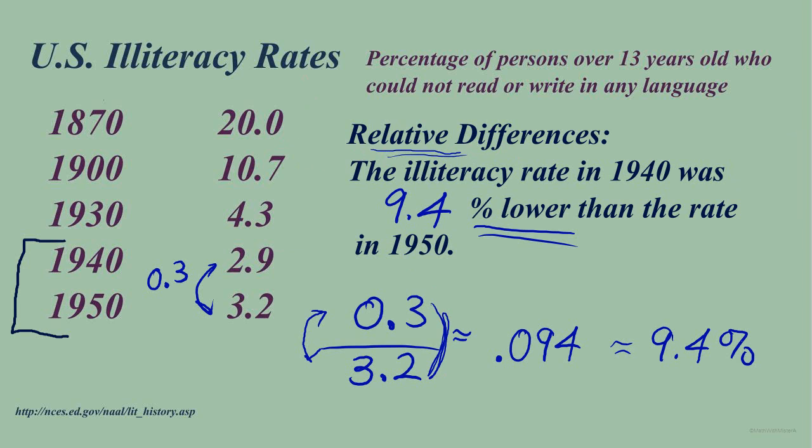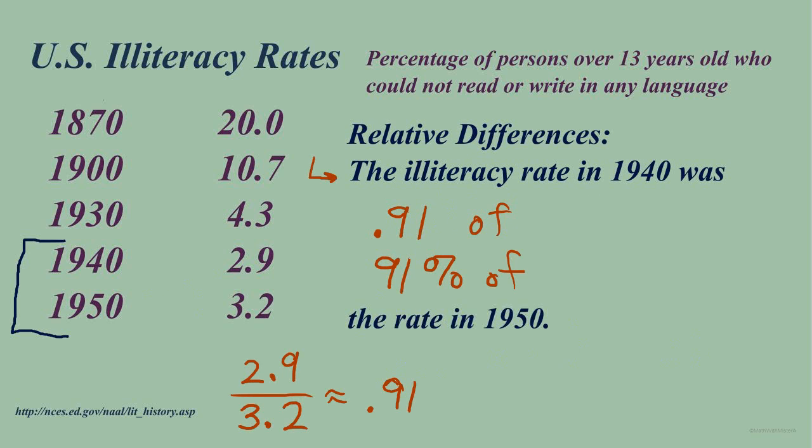And now there's one last concept that we can look at to tie everything together. Let's do a quick recap of different relative differences that we just calculated. We have this one, that the illiteracy rate in 1940 was 9.4% lower than the rate in 1950. And this one, that the illiteracy rate in 1940 was 91% of the rate in 1950.